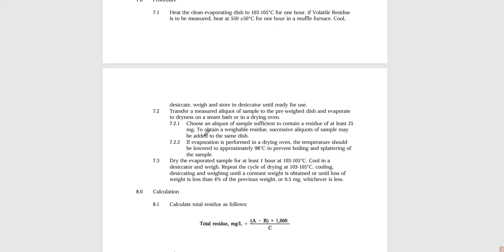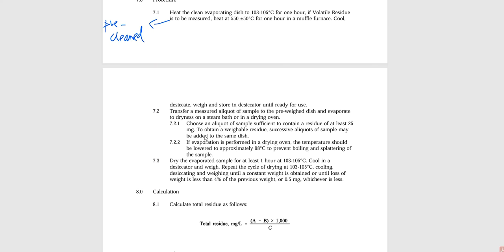And then if you want that volatile residue, you need to heat it at 550 for 1 hour, but we're not. That's not what the purpose of this method today is going to be. Cool, desiccate, weigh and store in a desiccator until it's ready for use. Again, as before, these are probably going to be pre-cleaned for you. So we will have these ready to go, and you'll have that evaporating dish. You're going to assume that this has already taken place.